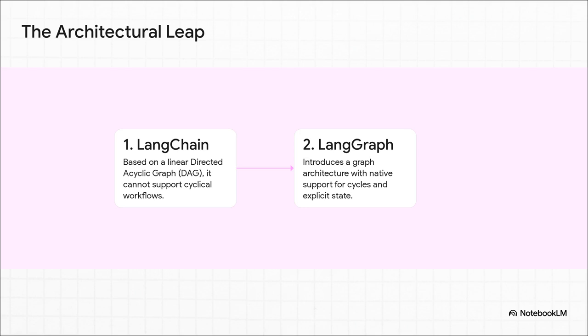But here's where things get really interesting. LangChain's linear model has one big limitation. It can't handle loops. And real-world problems often need loops, right? You need an agent to try something, check its work, and if it's wrong, go back and try again. That's a cycle. This is precisely why LangGraph was created. It's the critical upgrade. It moves from a simple chain to a graph, which is built to handle cycles. This lets an agent loop, self-correct, and reason over and over again.